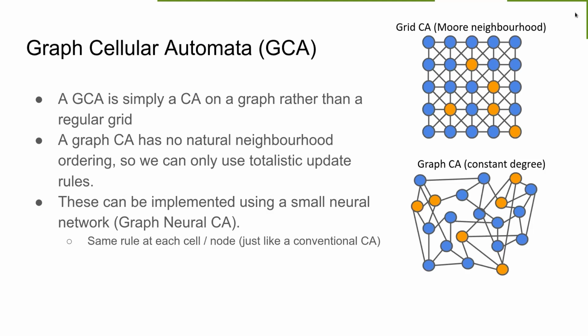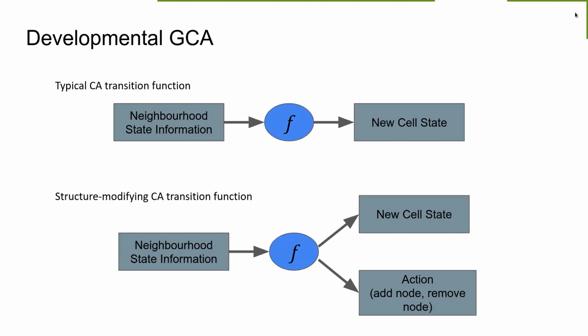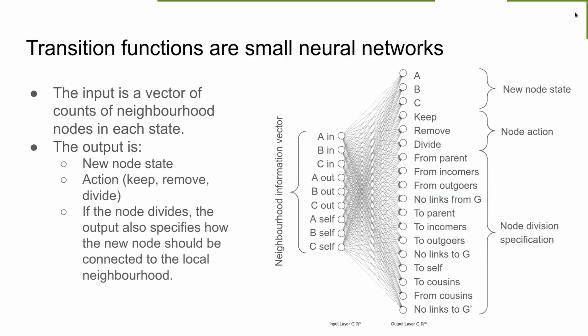And in fact, you can implement that with a small neural network, so it becomes a kind of graph neural CA. The developmental version of this is, rather than the function just outputting a new cell state, it also outputs an action, so a node can be added or removed from the graph. As I mentioned, we use a little neural network, so the input is a vector of the neighborhood states, and the counts of nodes in each state. Then the output is not only a new node state, but also an action, whether the node should stay as is, be removed, or divide.